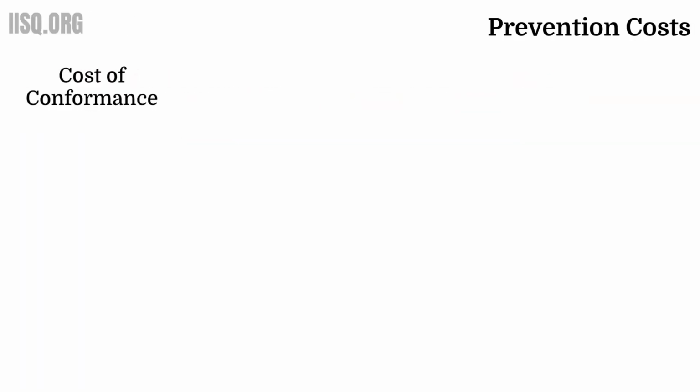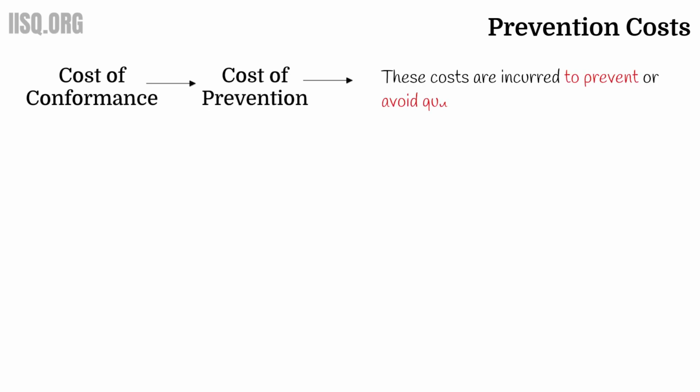The next is the cost of prevention. These costs are incurred to prevent or avoid quality problems. These costs are associated with design of product, implementation of new ideas, and maintenance of the quality management system. We can well understand that these costs are planned before and incurred before the actual operation of the manufacturing and service delivery. These costs can be of four types.